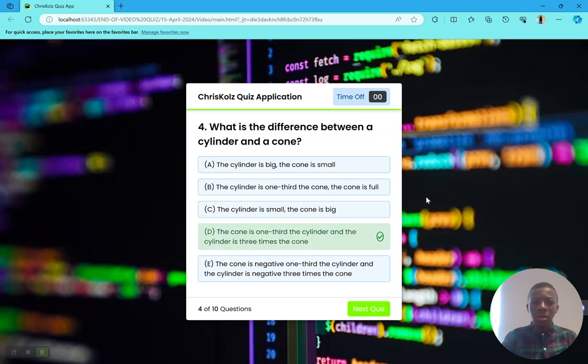There we go. The cone is 1/3 of the cylinder, and the cylinder is 3 times the cone, as explained in the video.